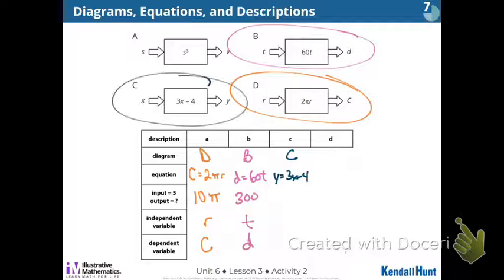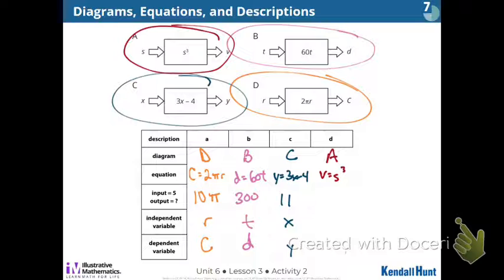We're looking at this one. If 5 is the input, 15 minus 4 is 11. x would be independent, and my output y would be dependent on that input. All right. Last one. Let's figure out which one matches this. Oh, cube's volume. Right? So that's got to go with A. A cube's volume is equal to a side length cubed.